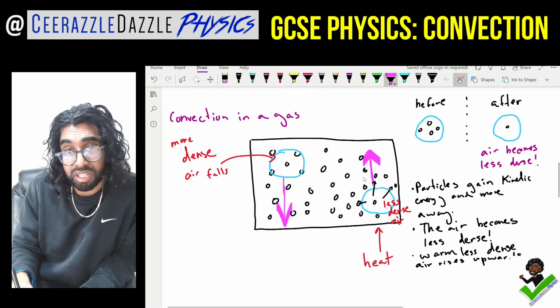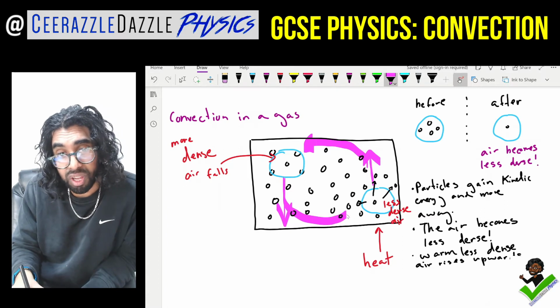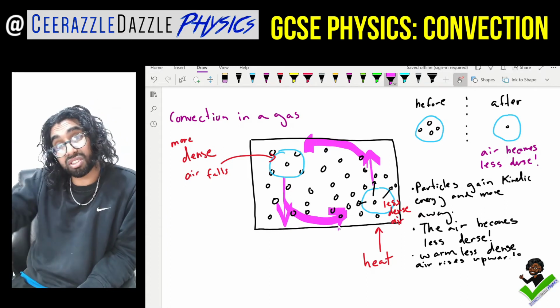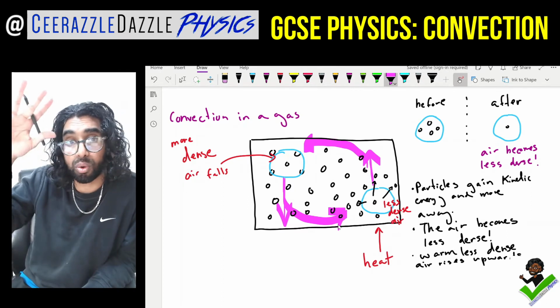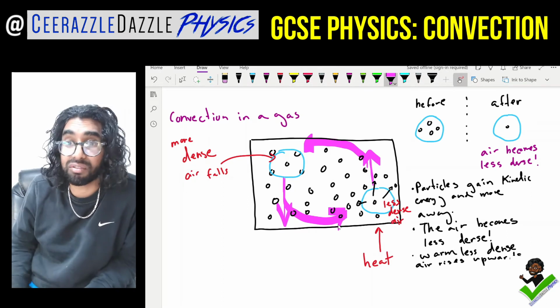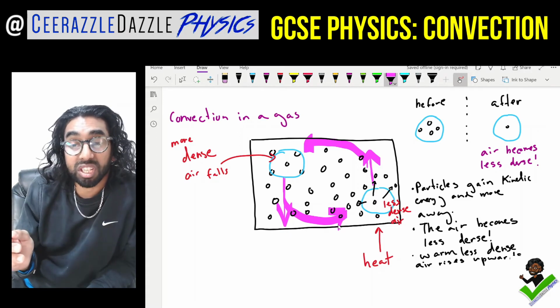So what happens is obviously this will rise upwards and go over here, and this bit will drop down going over here. So we end up with this nice circle going all the way around, in which the hot air rises upwards and the cool air drops down. And this is convection, guys. Okay, so don't forget the keywords when explaining the process.